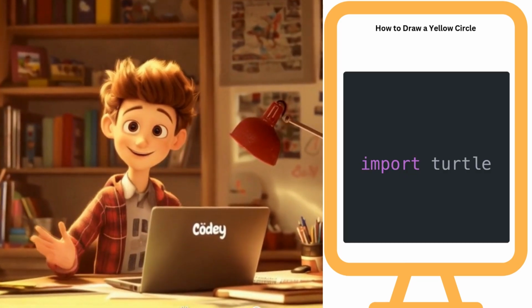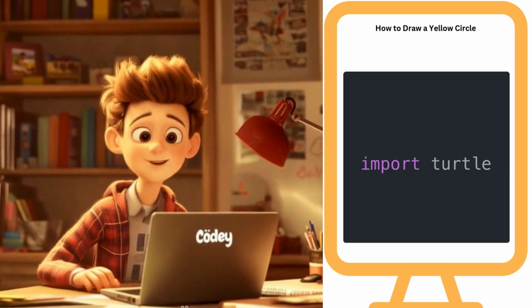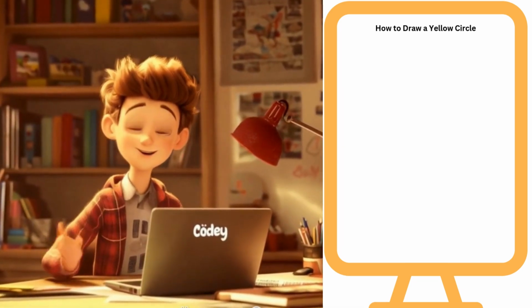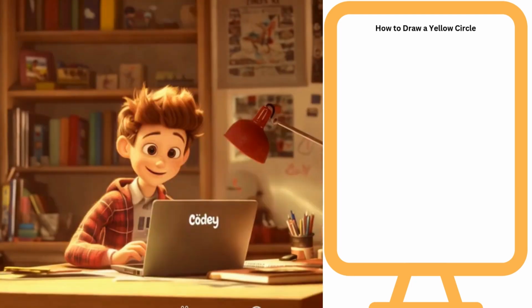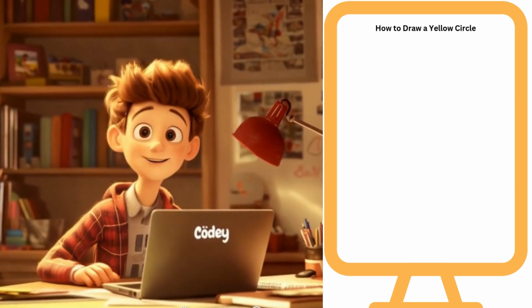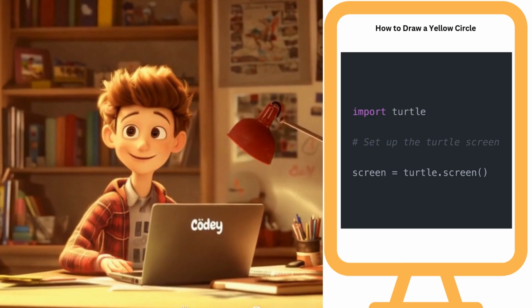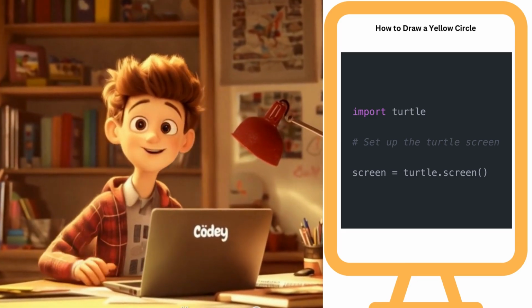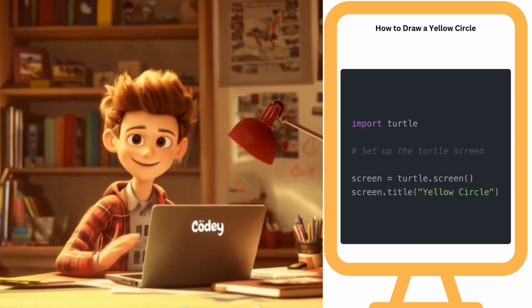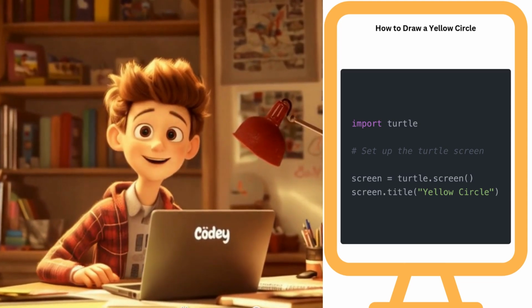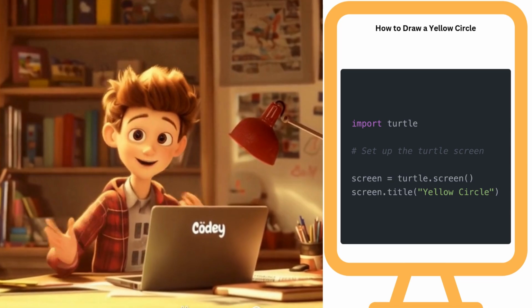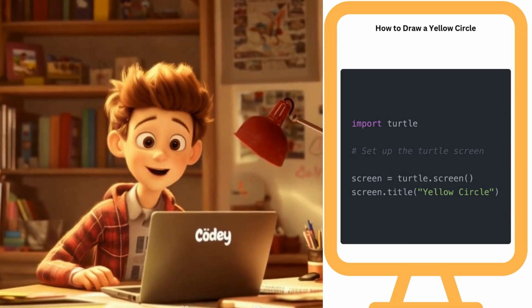Now that the turtle is here, we need a drawing board, a clean screen where our turtle can move around and draw. So we roll out the digital paper. That's our screen. That's what screen = turtle.Screen() does. And to make our masterpiece feel official, we give our canvas a name. Let's call it Yellow Circle, just like naming a painting. That's what screen.title("Yellow Circle") does.